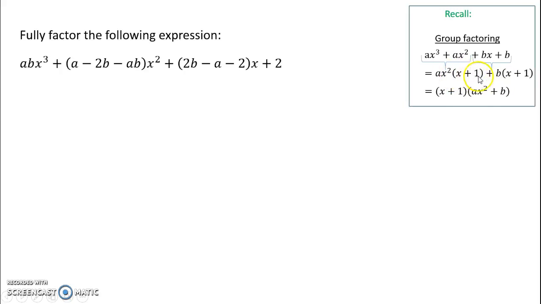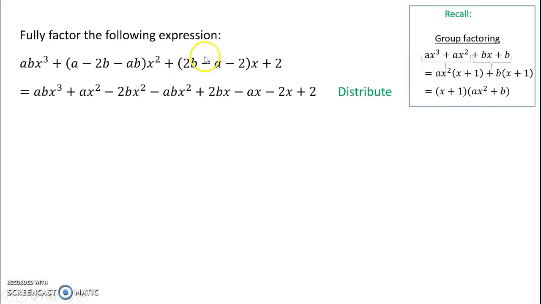Then the last step is to factor out the common bracket, which here is x plus 1. So we factor out x plus 1, and we're left with x plus 1 times ax squared plus b. That's an example of group factoring, and we're going to have to use group factoring in order to factor this expression. We begin by first distributing the variables.